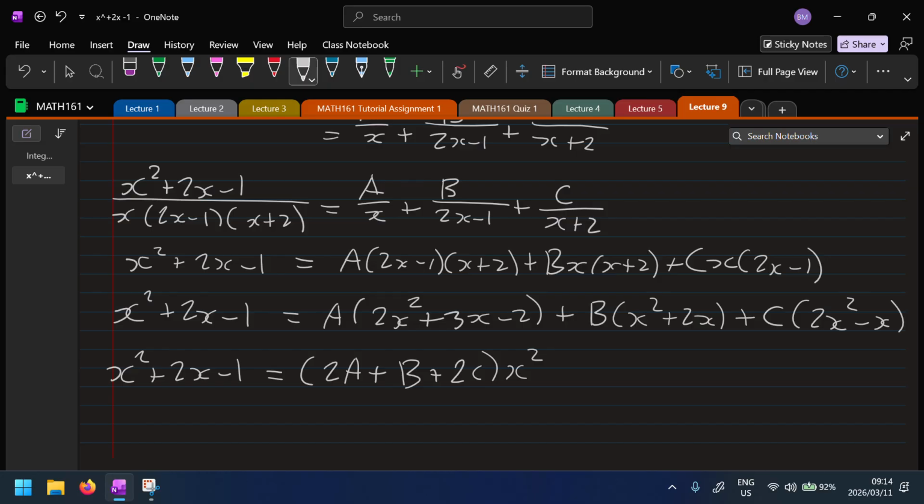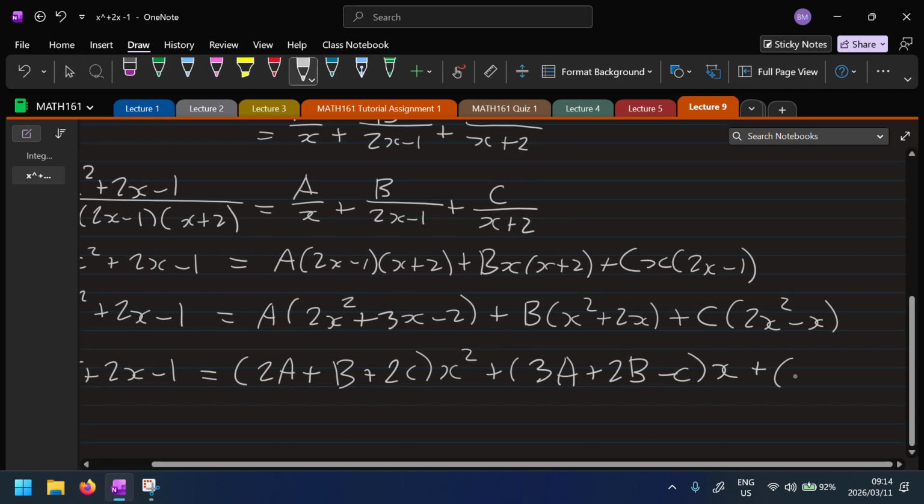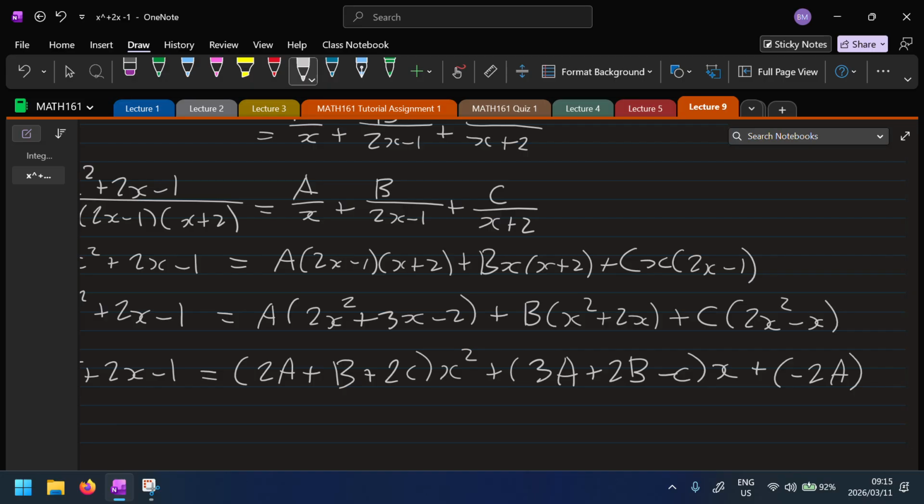And we're going to do the same thing for x. So for x, I'm going to have 3a from the first bracket. I have 2b from the second bracket, and I have minus c from the third bracket. Okay, everyone still with me? Okay, and now the constants, I have a minus 2 from the first one, and that's it. Okay, so x squared terms are put together, x terms are put together, and the constant terms are put together. Okay, everyone see that?